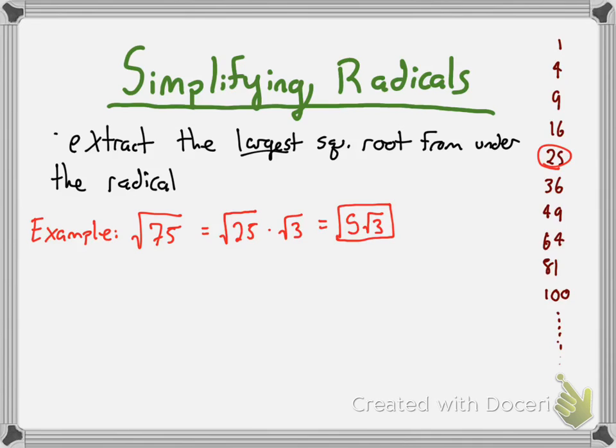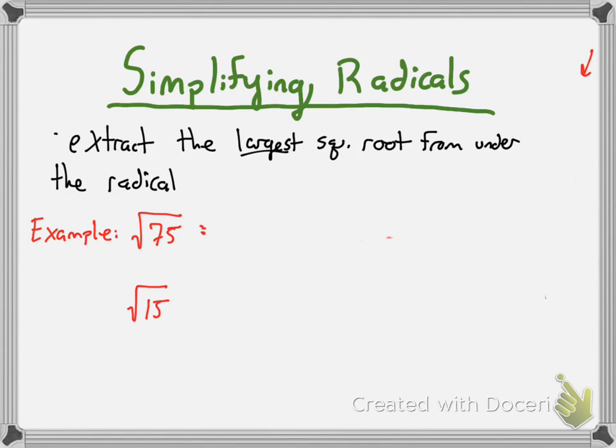The next example we'll look at is the square root of 15. Again, I ask myself, is there any perfect square that goes into 15? Looking at my list, none of them go into it. I have 1, 4, 9, and by the time I get to 16, my number's too big. So the square root of 15 is already simplified. I don't have to do anything from there.